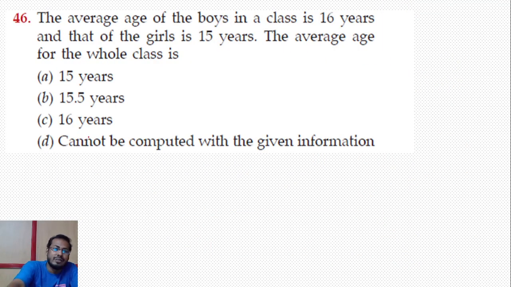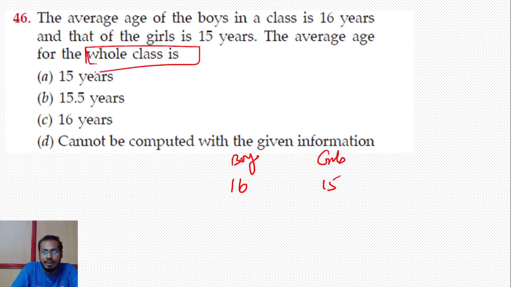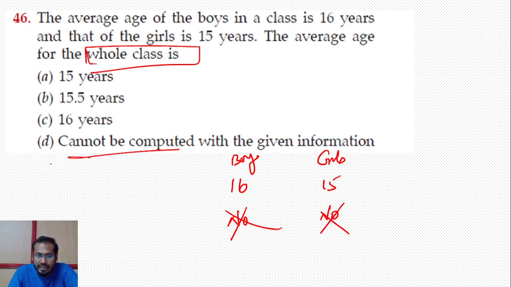Next, 46th question. The average age of the boys in a class is 16 years. Okay, and that of the girls is 15 years. So boys வந்து 16 and girls is 15. The average age of the whole class அப்படின்னா there is not single boy or single girl. இங்கே some set of number of boys இருக்காங்க and here also number of girls are there, but that is not given. So here cannot be computed with the given information. I want the number of students. Okay, students numbers இல்லாமல் I can't able to get.